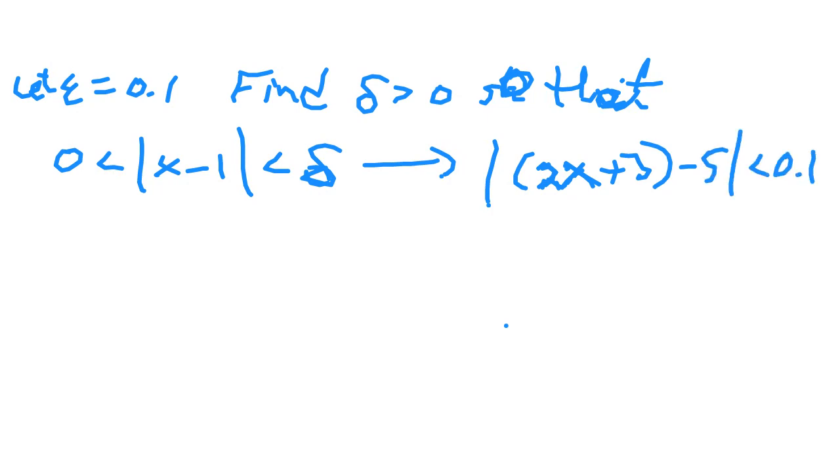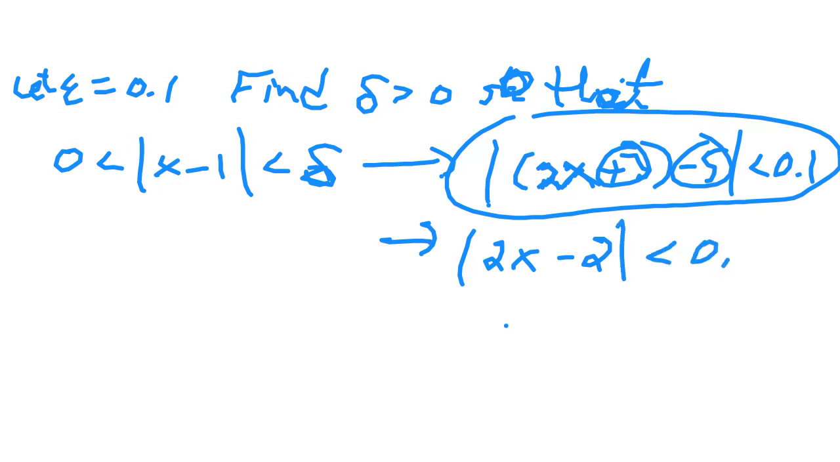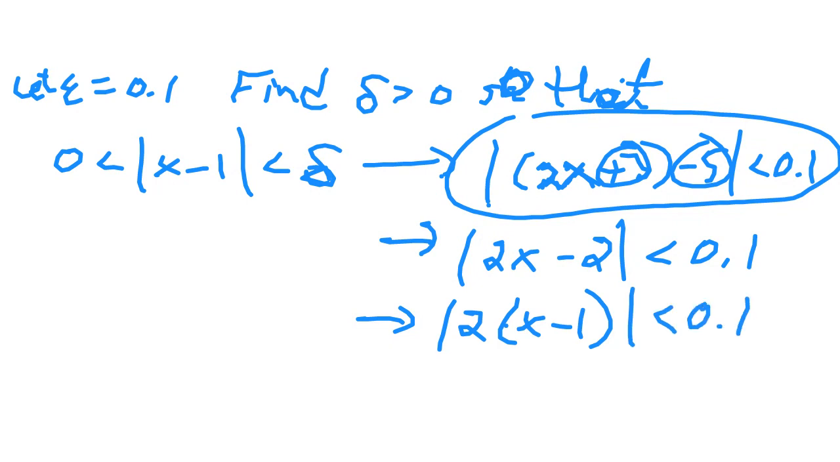So what we're going to do is work with the finish line here. I'm going to work with the right side, and I'm going to go ahead and combine like terms here. And this implies that we've got the absolute value of 2x minus 2, because plus 3 minus 5 is minus 2, is less than 0.1. And then what I can do is factor. So that's the absolute value of 2 times quantity x minus 1 is less than 0.1, right?